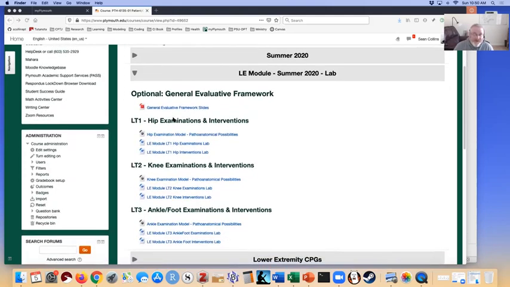Beyond that, we have 3 labs. One will be on hip examinations and interventions. Another one will be on knee examinations and interventions. And the third one will be on ankle and foot examinations and interventions. A third of you will take all of them, a third of you will take 2 of them, and a third of you won't have to take any of them.